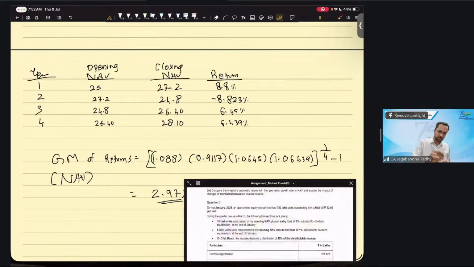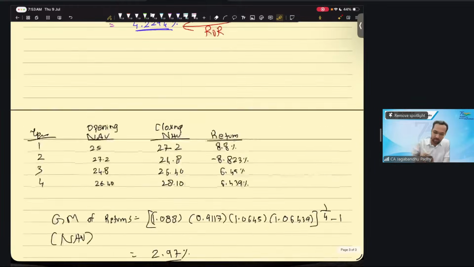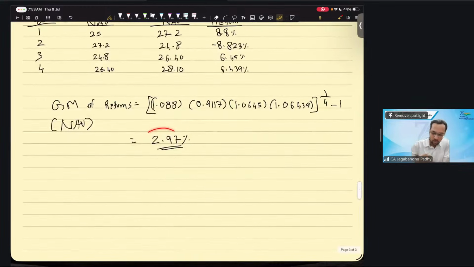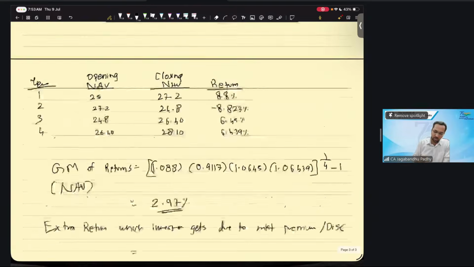Now the question asks us to compute the geometric mean, compare the investor's geometric return with geometric growth rate in NAV, and explain the impact of changes in the premium or discount on the investor return. See, the investor return is 4.2294, which is more than 2.97%. Can I say extra return which investor gets due to market premium or discount? It will be simple.